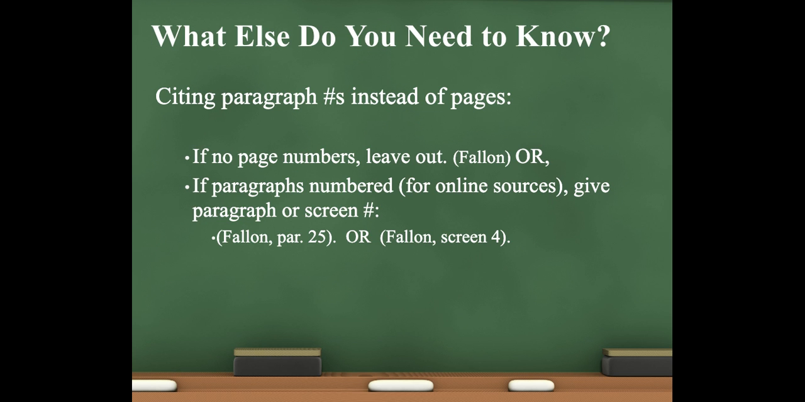So what else do you need to know? For example, citing paragraph numbers instead of pages. If no page number is there, please leave out the page number, or if paragraphs are numbered for online sources, give paragraph or screen number. So for example, we have at the end Fallon, paragraph 25, or Fallon, screen 4.